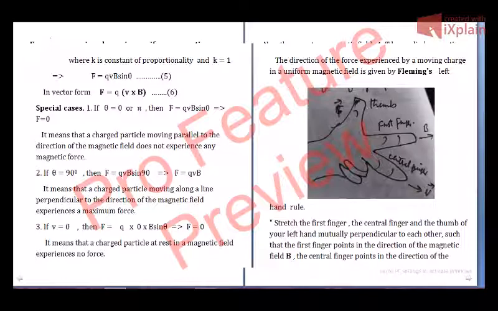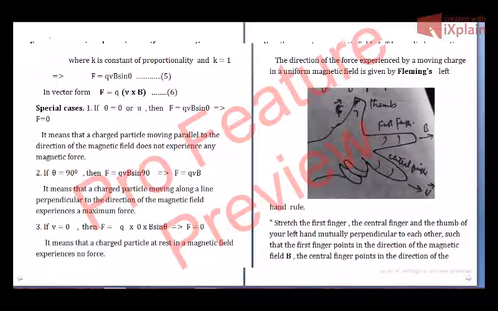So we have to take the thumb, the first finger, and the central finger of our left hand, and stretch them in such a way that they are mutually perpendicular to each other. That is, they make an angle of 90 degrees with each other, as you can see. You can practice it at your home also.